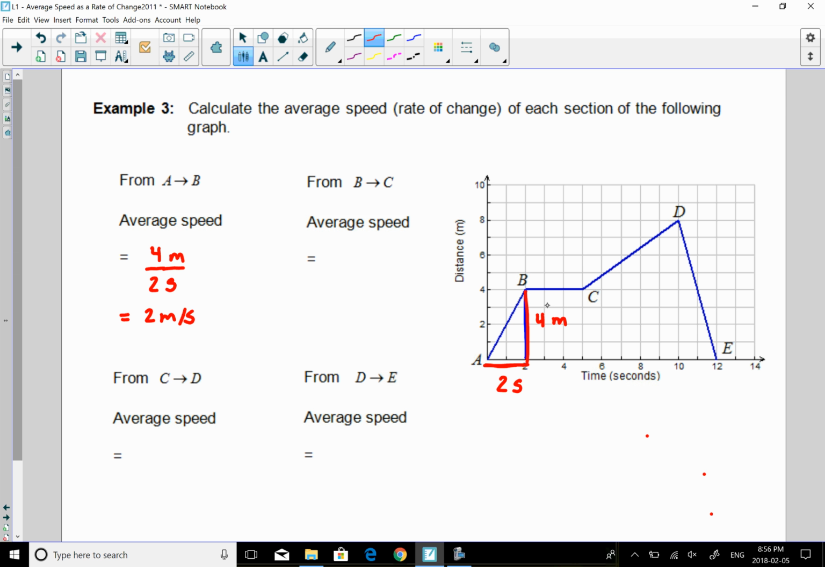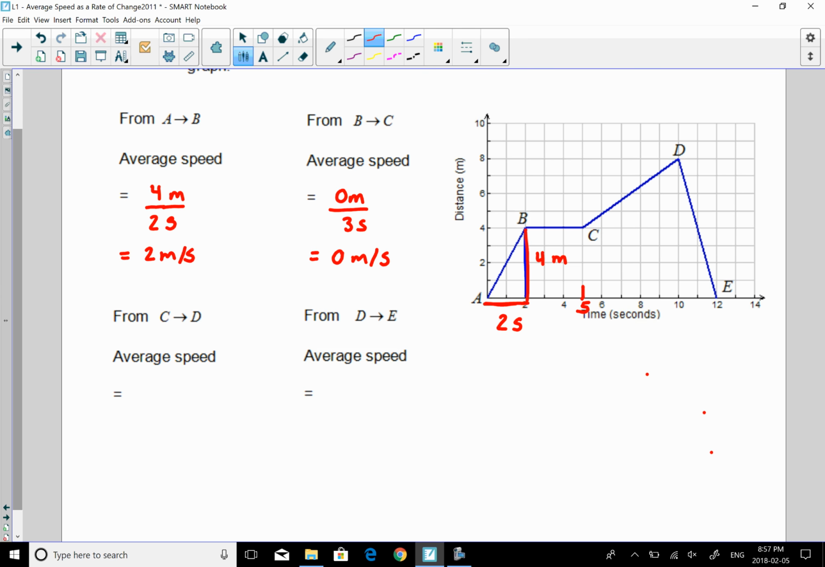From B to C, we're not traveling anywhere. 0 meters in 3 seconds. That's really 0 meters per second. There's no change in the distance, so that's when you know the speed is 0. C to D. Let's see. Nice to draw triangles.